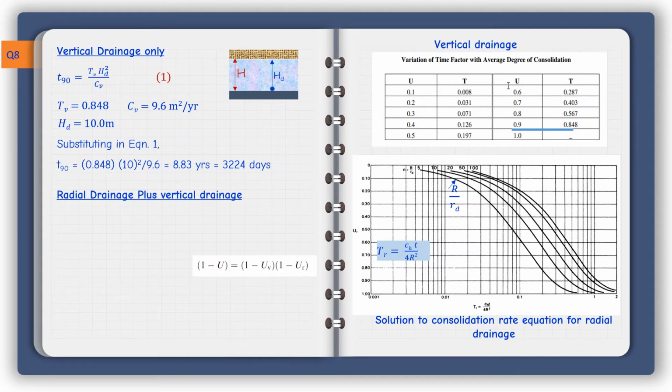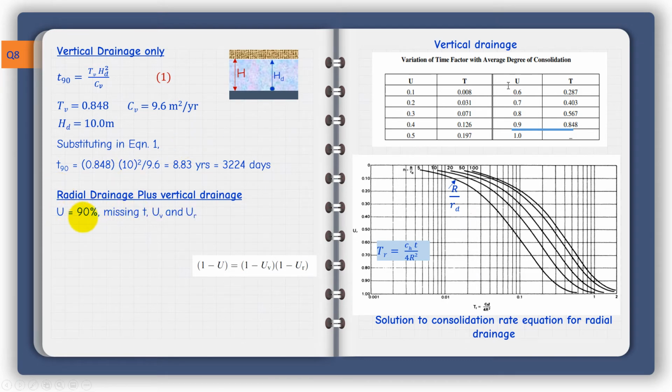Now let us see the effect of the radial drainage through the vertical sand drains. When we have radial drainage, we will have combined radial and vertical consolidation, and this is the governing equation. U is the total or combined degree of consolidation, UV is the consolidation in the vertical direction, and UR is the consolidation in the radial direction.